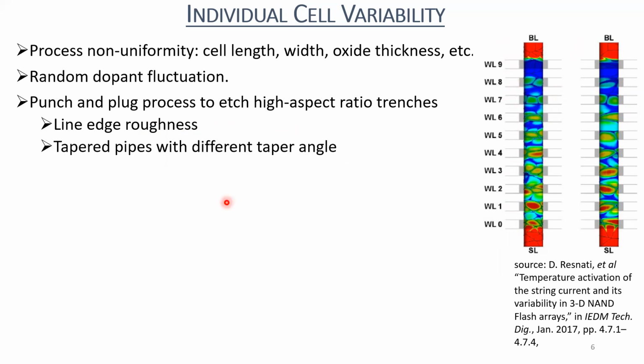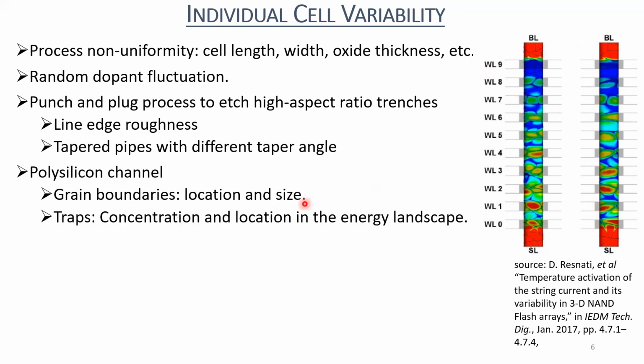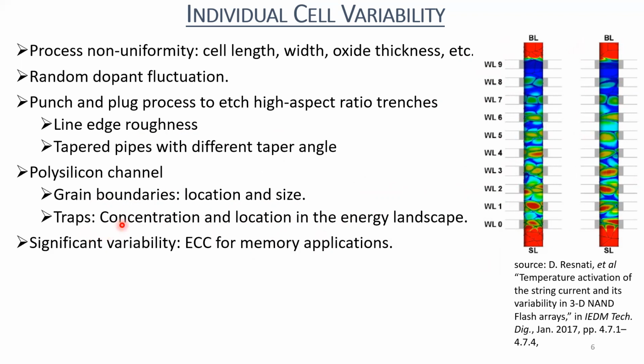So yeah, tapered pipes with different taper angle, as I already mentioned. Also, the channel is polysilicon. So once you have a polysilicon channel, grain boundaries are inevitable, and their location and their size are different. So these all are grain boundaries. Whatever I have shown here, these are grain boundaries. You can see that their sizes are different, their locations are different, their configuration is different, and also traps are bound to be there in between two grain boundaries, and their concentration and location in the energy landscape also has to be different for different strings along your array. So because of all these artifacts, a polysilicon channel leads to a huge amount of variability.